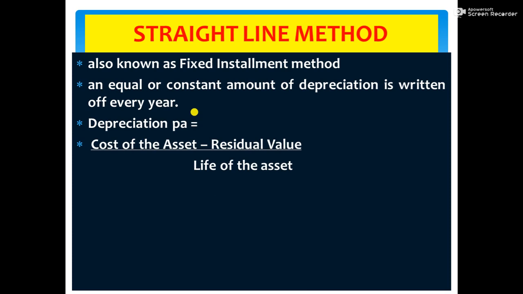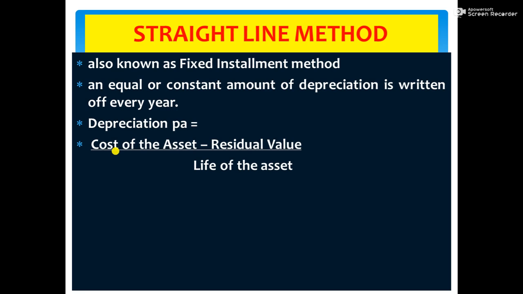We know how to calculate the cost: purchase price including non-refundable duties and taxes, directly attributable cost, and initial estimate for dismantling, removing, etc. From that you deduct the estimated residual value, the amount you will get at the end of the useful life of the asset. That is an estimation. Deduct that amount, you will get the depreciable amount, and divided by the useful life of the asset, you will get depreciation per annum.